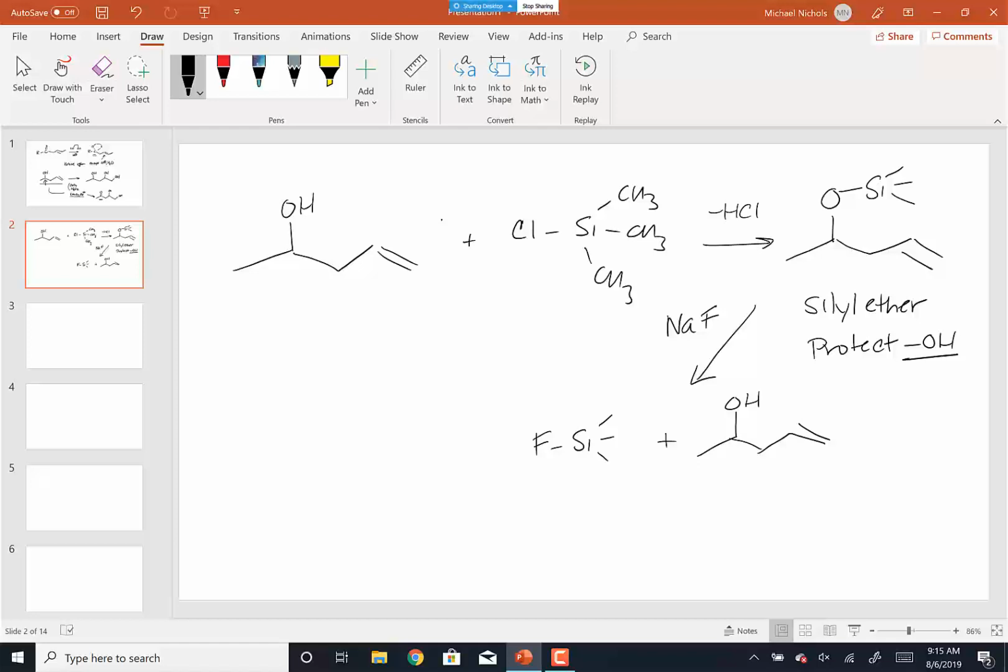So you can put a silicon group on an alcohol or on an oxygen, and then using fluoride you can remove it because that bond is really, really strong. So this was a way to protect an alcohol using a silyl ether. And it's sort of analogous to what we did yesterday with the protecting of ketones and aldehydes.